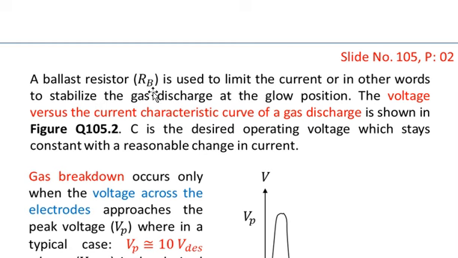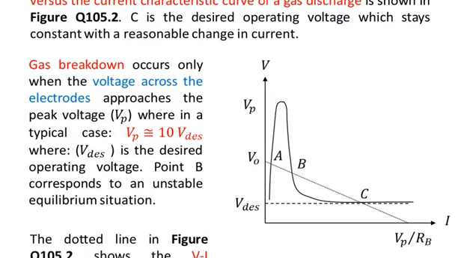A ballast resistor RB is used to limit the current, or in other words, to stabilize the gas discharge at the glow position. The voltage versus current characteristic curve of a gas discharge is shown in figure number 2. In this figure, C is the desired operating voltage, which stays constant with a reasonable change in current.